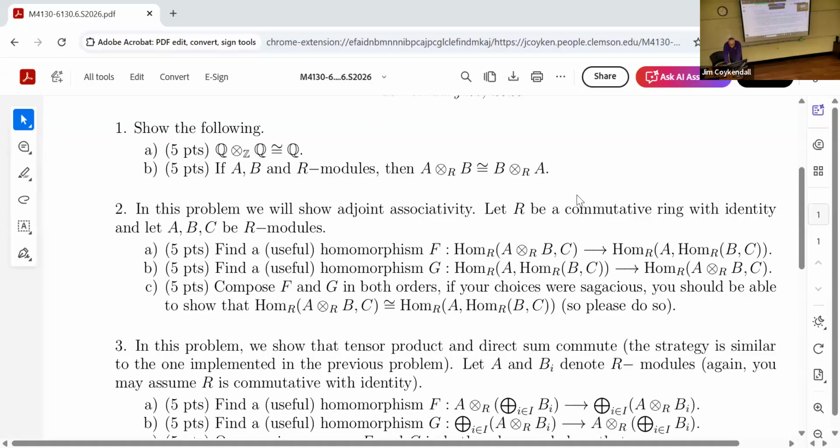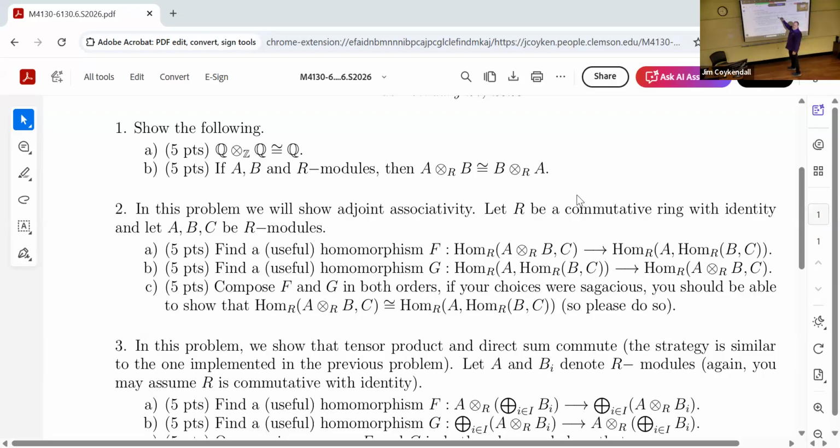Okay, folks. Let me say a couple of words about the next homework. I'll start off with a couple of warm ups. Show the following, and to get these isomorphisms, you really probably need to use that universal mapping property with the tensor product. It makes life much easier.